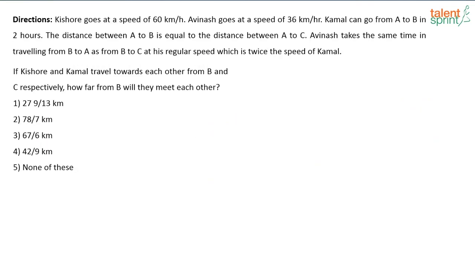Kishore goes at a speed of 60 kilometers per hour. Avinash goes at a speed of 36 kilometers per hour. Kamal can go from A to B in 2 hours. The distance between A to B is equal to the distance between A to C. Avinash takes the same time in traveling from B to A as from B to C at his regular speed, which is twice the speed of Kamal. Then it is asked, if Kishore and Kamal travel towards each other from B and C respectively, how far from B will they meet each other? So try this and tell me, and then I'll start solving it.